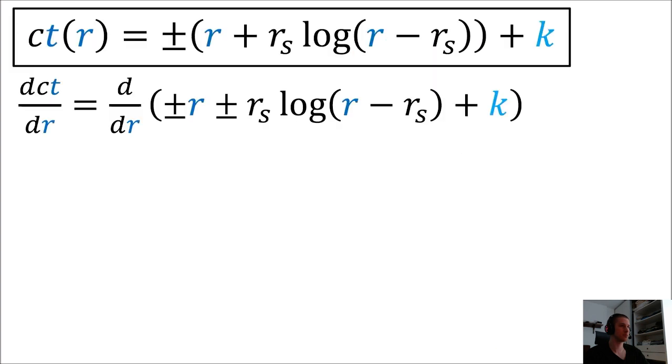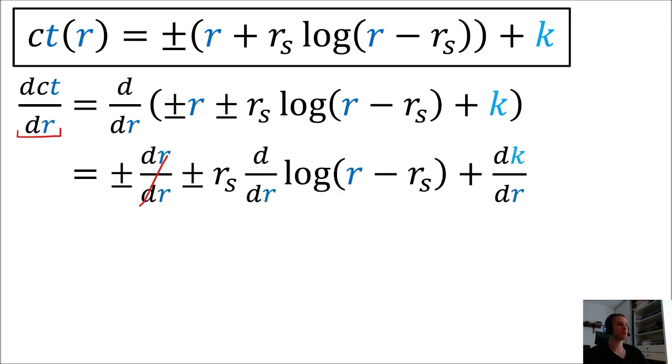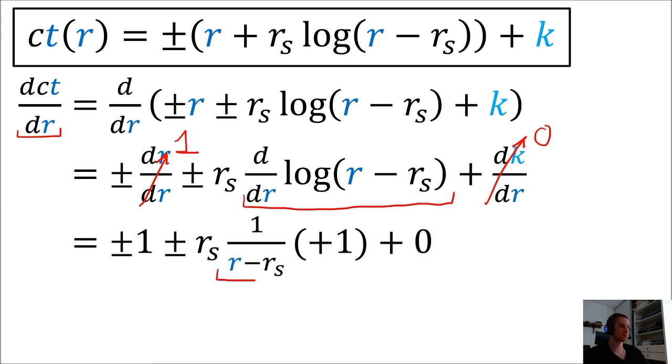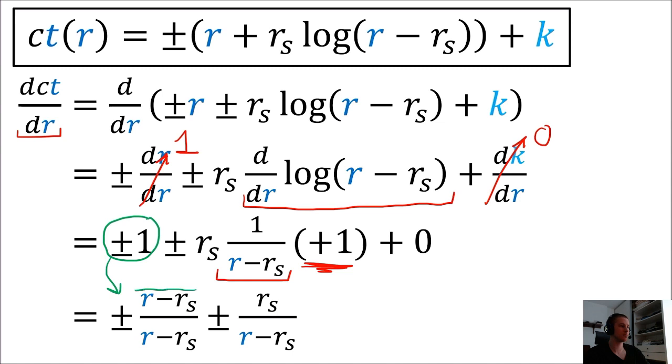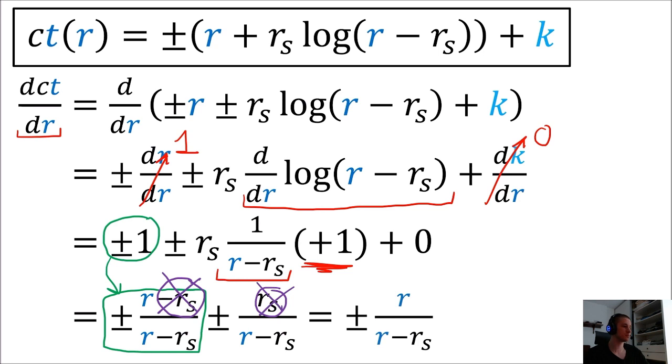We can calculate the derivative of this solution to confirm it satisfies the differential equation. Taking the derivative of ct with respect to r, this goes to 1. The derivative of this constant k goes to 0. And the derivative of log gives us 1 over the input of the logarithm, times a chain rule term, which is just dr by dr, which is just positive 1. We can replace this plus or minus 1 with plus or minus (r minus rs) over (r minus rs). And this rs and this rs always have opposite sign, regardless of whether we select the plus solution or the minus solution. So they cancel. And we get plus or minus r over r minus rs, which can also be written as plus or minus 1 over 1 minus rs over r, which is the derivative we were expecting from our differential equation. So this is a valid solution.